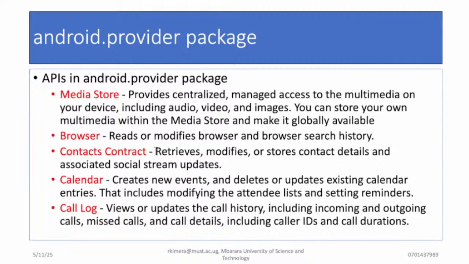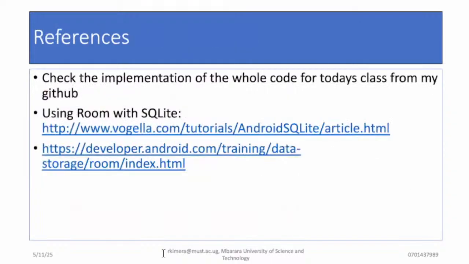You just use them. A call log, you want in your app to access the call log, who was called last, and everything to do with call history. That even includes incoming and outgoing calls, missed calls, and call details, including the caller IDs and call duration. All that content can be accessed and you have it within your built application. So there are quite a number of resources. I believe they are still on there.